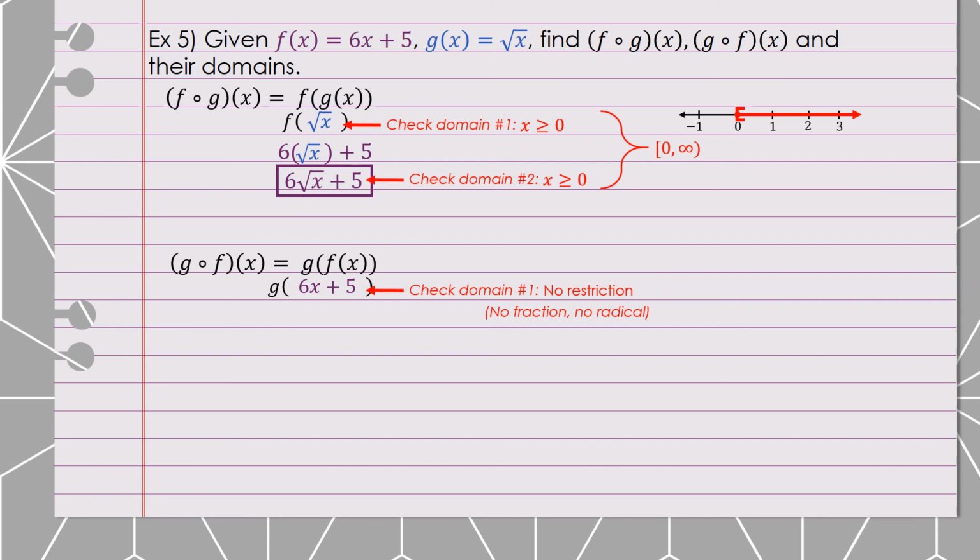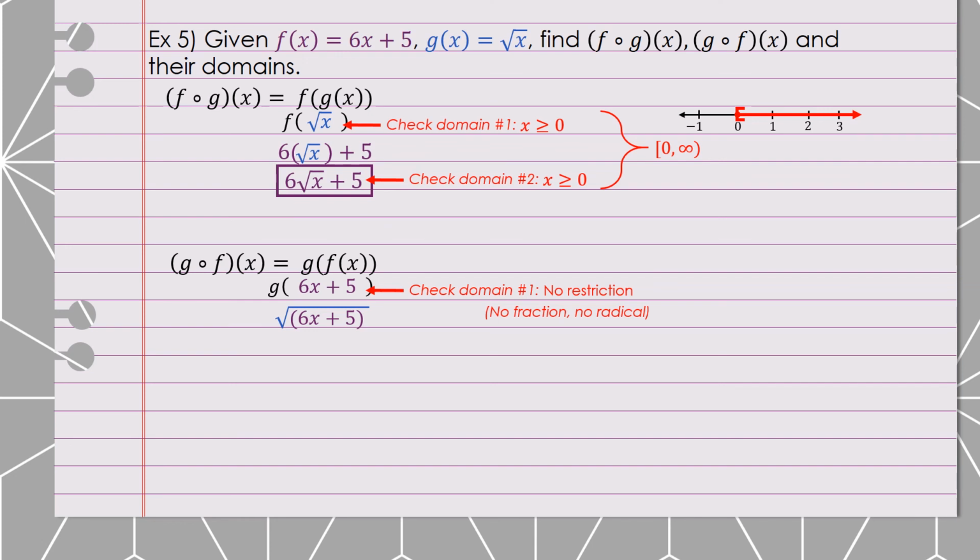There's nothing we can do inside the grouping, so now we look at the outside function, which is the g function. The g function is square root of x. Well, every time you see x, you put parentheses. So we have a square root. Now what value do we plug in for x? Well, that would be 6x plus 5. So we've plugged the function of f into the g function. Now we're ready to simplify if possible.